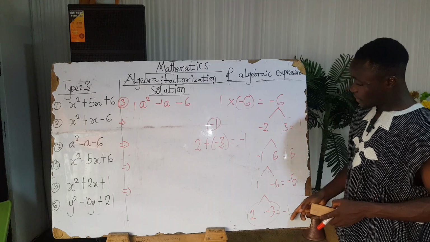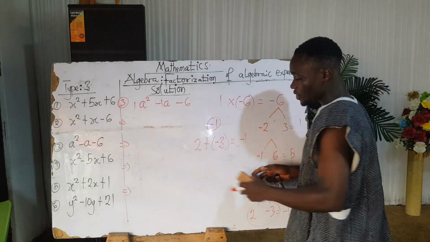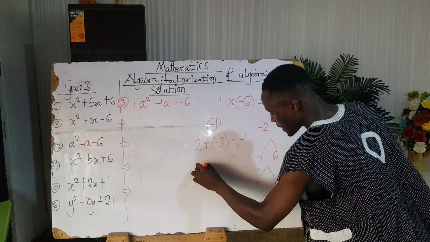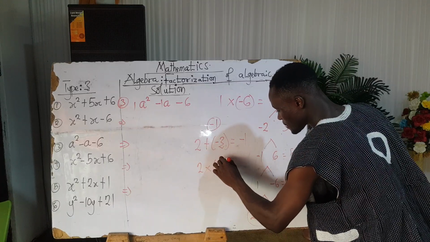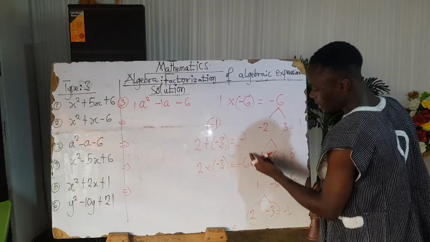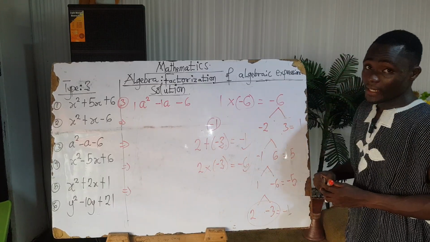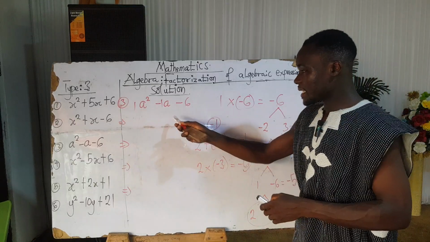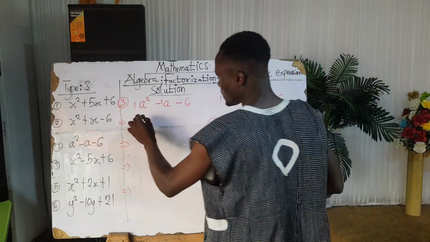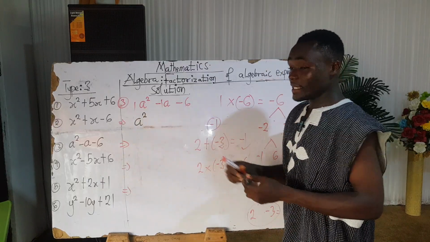So let's continue with the next step. Since we are getting negative 1 here, let's check it and see. When I multiply 2 times negative 3, I should get the constant, which is negative 6. So this one works for us, and this one also works for us. So let's split this up. I'm now getting a squared. You see, 1a squared is the same as a squared.